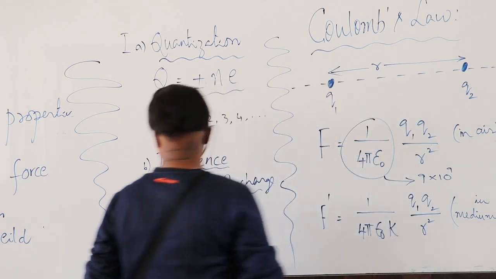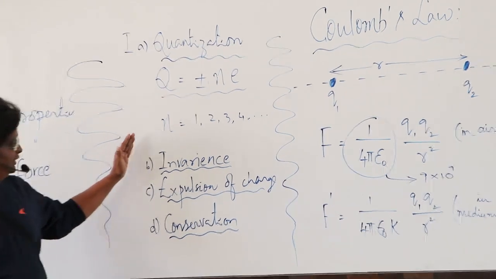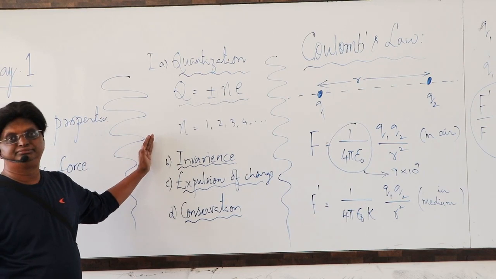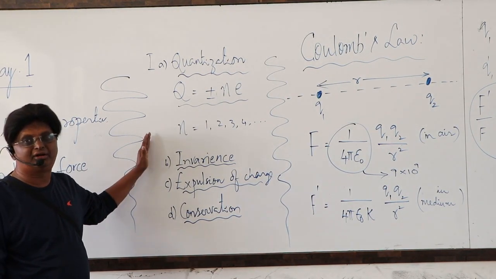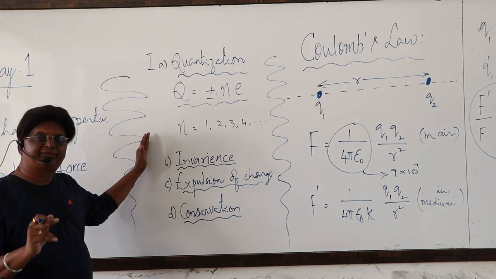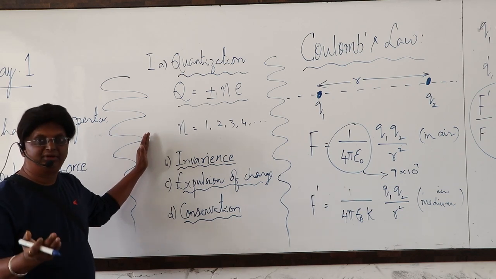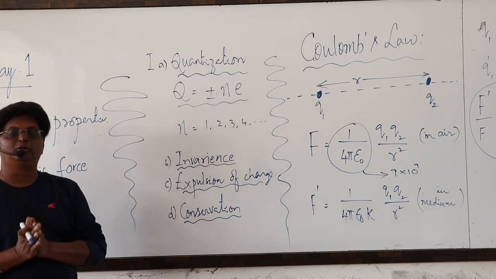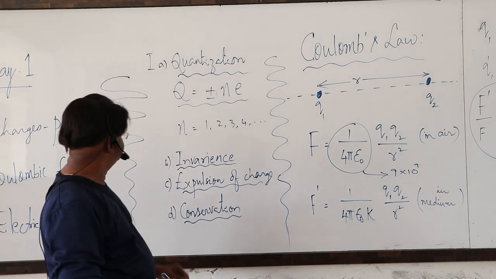And then another important property of the charge is invariance. Invariance means no relativistic effect on the charge of a particle. The mass and the size undergo a change with velocity, but the charge on a particle is always a constant, whether it is static or in motion.